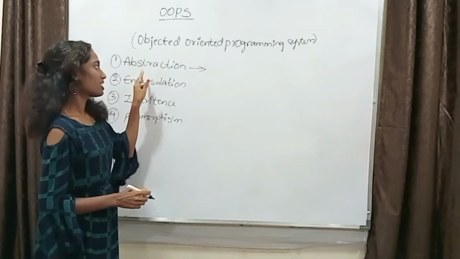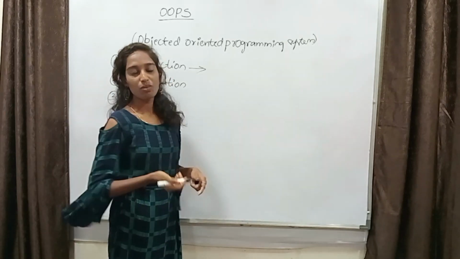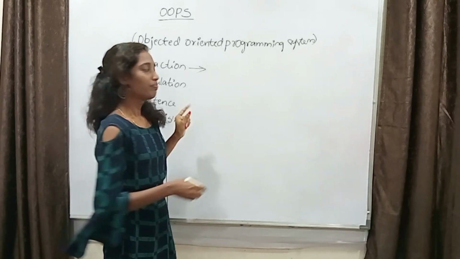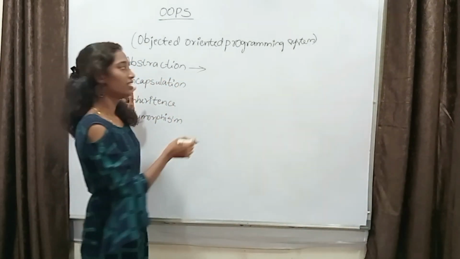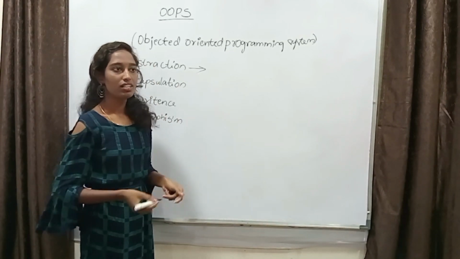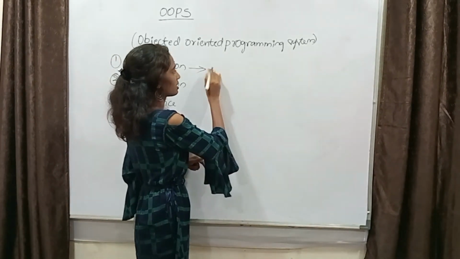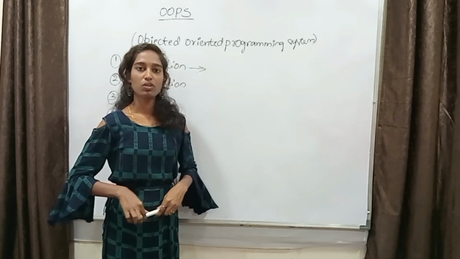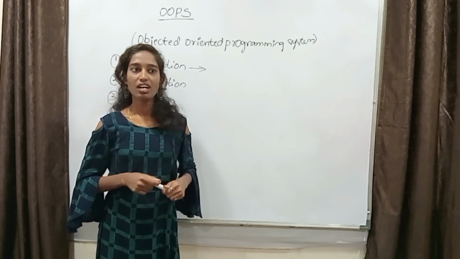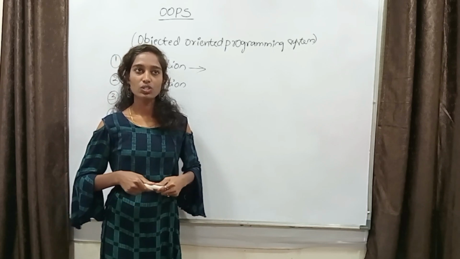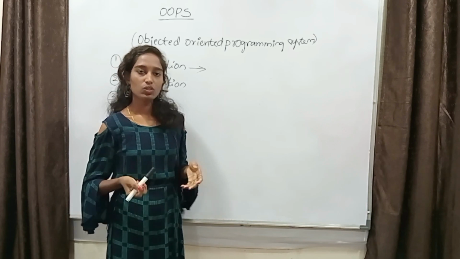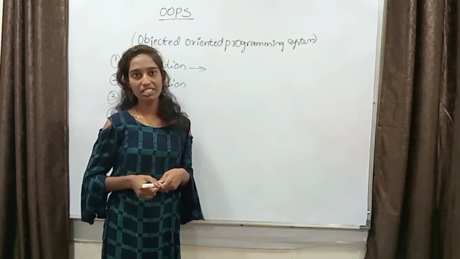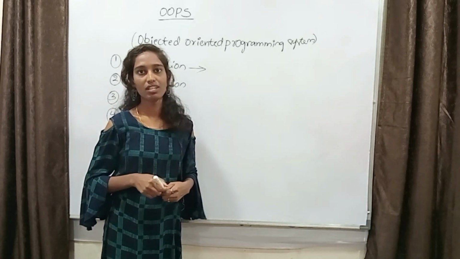The definition of abstraction: it is an act of representing the essential features, hiding the background details. It is called abstraction. The real-time example of abstraction is a car. As a car driver, we need to know the basic things of the car, how to apply the gears, how to use the accelerator. We need to know the basic things about that car, but the internal working of the car is not required for the user.